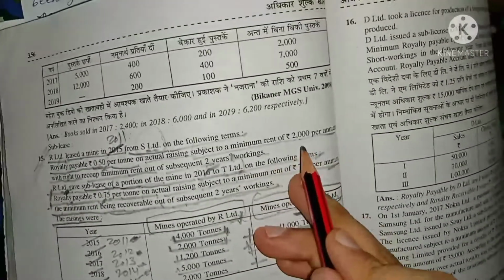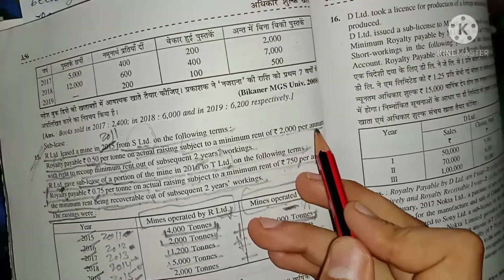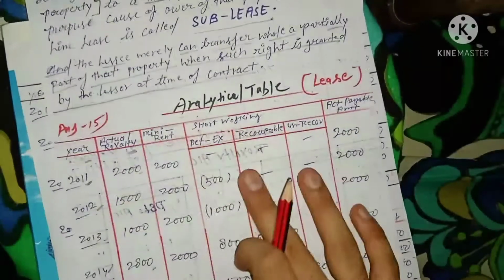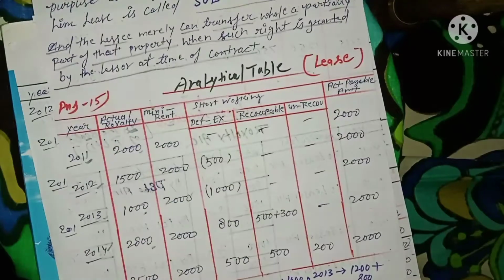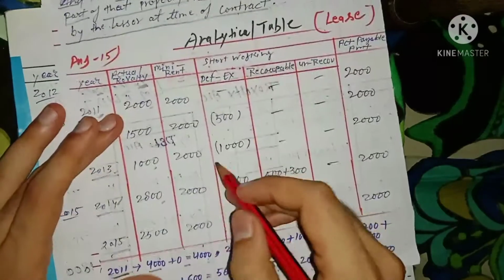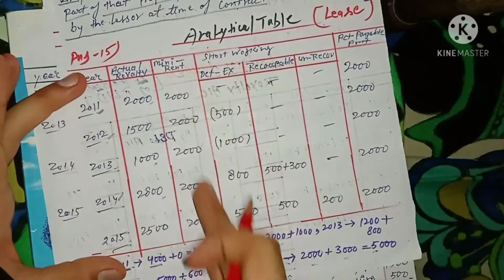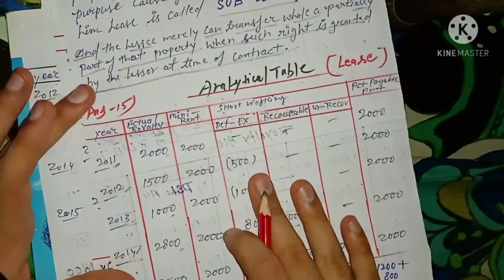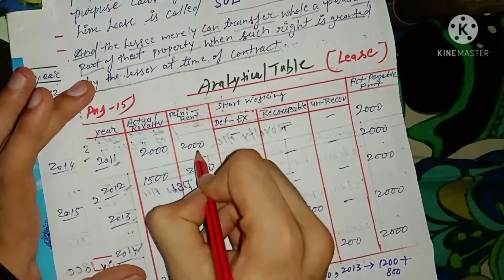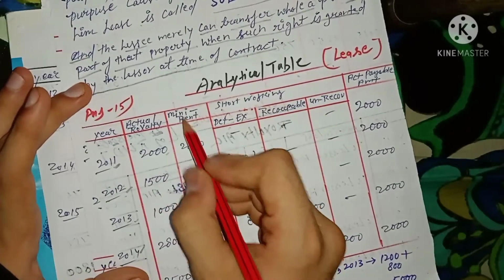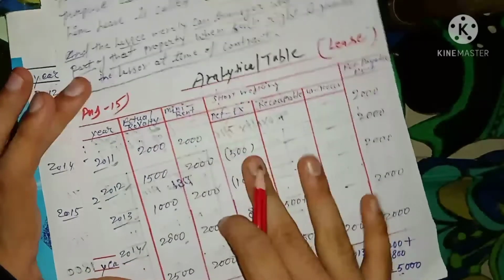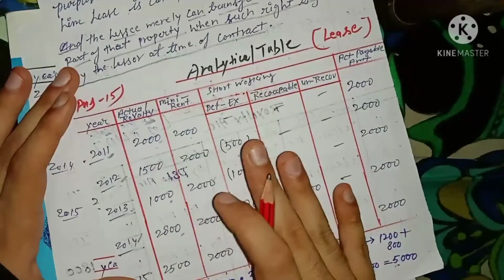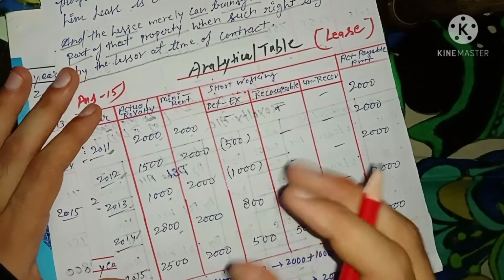Here you can see in the question it is simply given that 2000 minimum rent is payable each year. So 2000, 2000, 2000, and 2000, 2000 and 2000. For all the years, a similar amount of minimum rent would be payable. So simply you have to figure out the excess working deficiency and excess working amount by taking the difference between the minimum rent amount and the actual royalty amount, like 2000, 2000, 0, not even a single amount of excess working and short working.